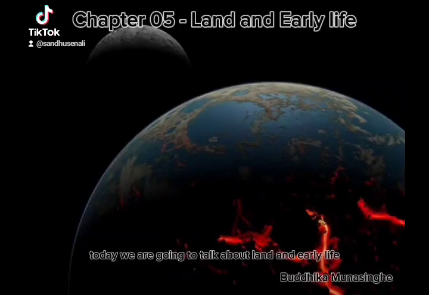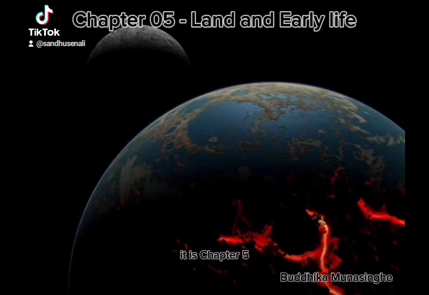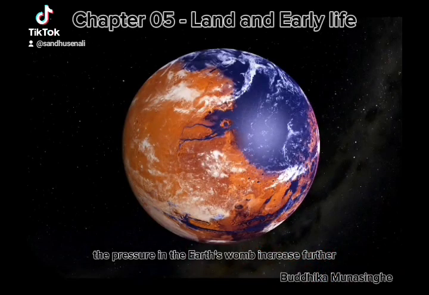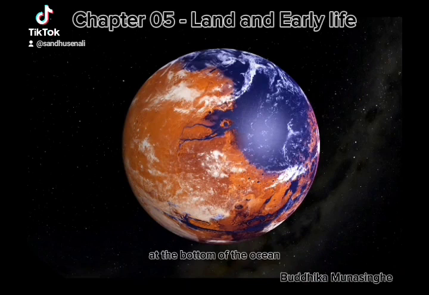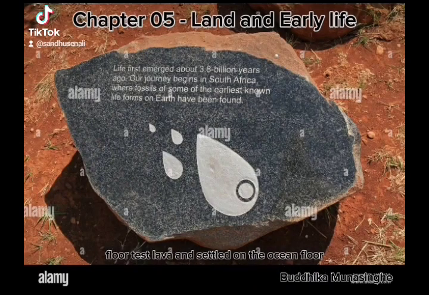Today we are going to talk about land and early life. It is chapter 5, land and early life. Gradually, the pressure in the Earth's womb increased further. At the bottom of the ocean, the thin layers burst, and the metal mixture that was inside the womb flowed out. The mixture flowed as lava and settled on the ocean floor.